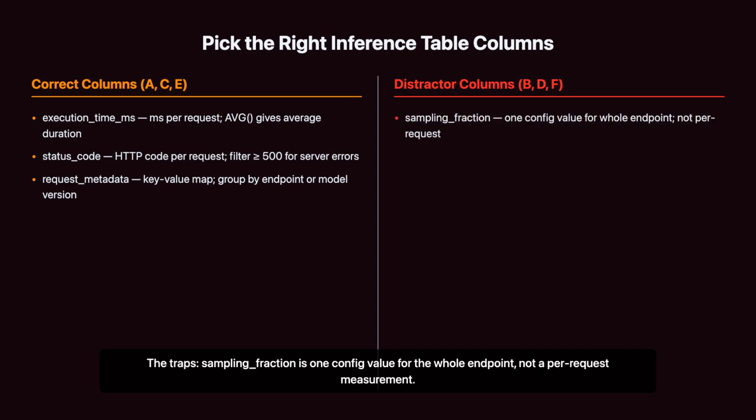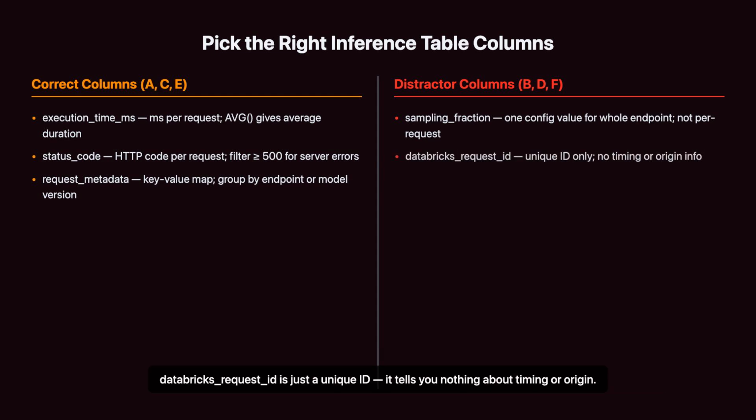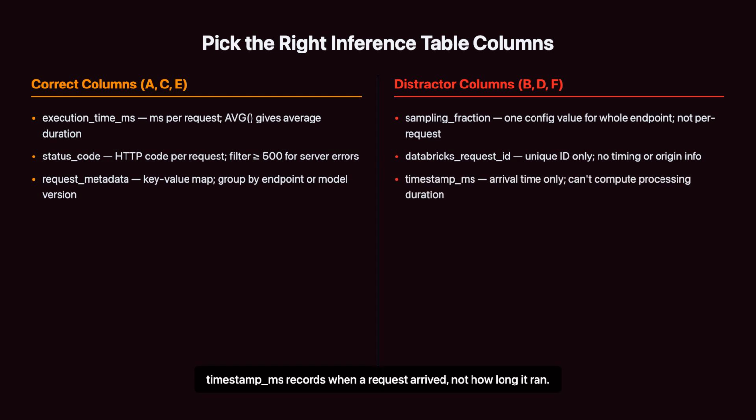The traps. Sampling_fraction is one config value for the whole endpoint, not a per request measurement. Databricks_request_id is just a unique ID. It tells you nothing about timing or origin. Timestamp_ms records when a request arrived, not how long it ran. Know the job each column does, not just its name.